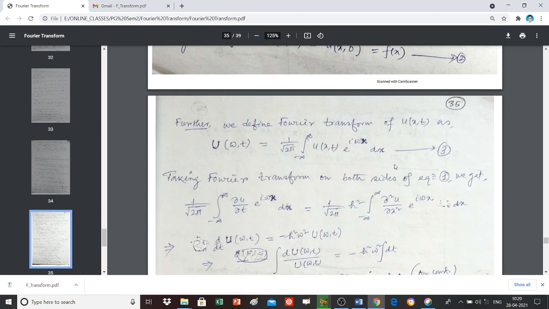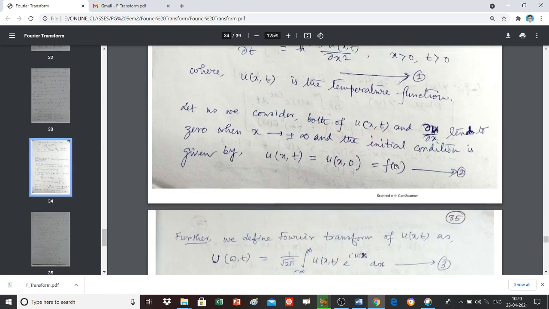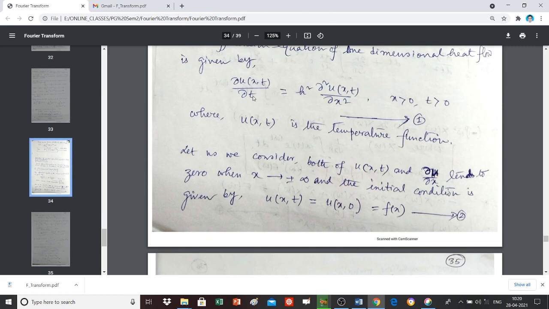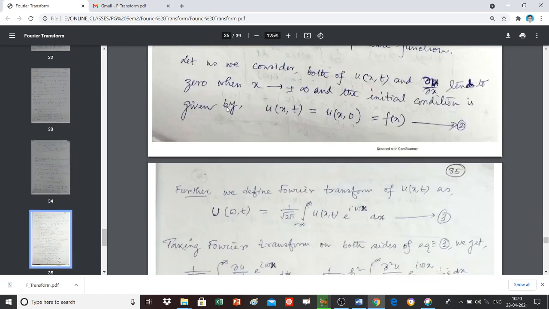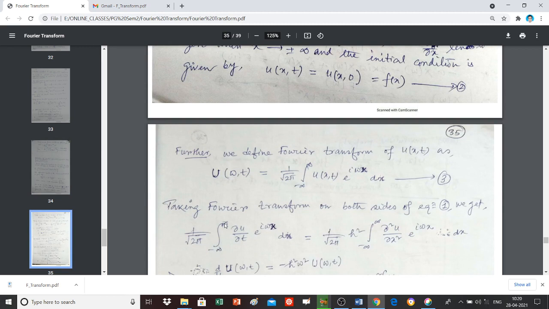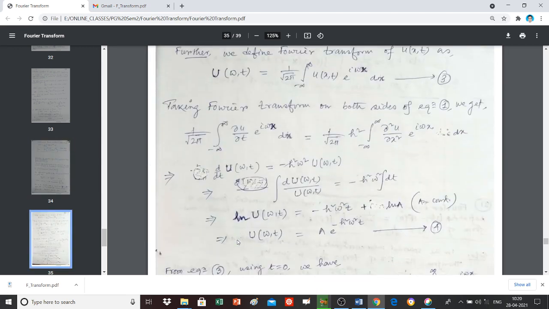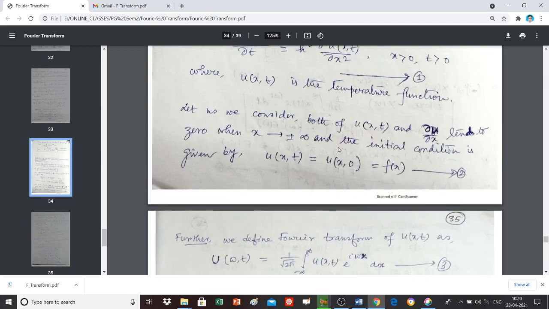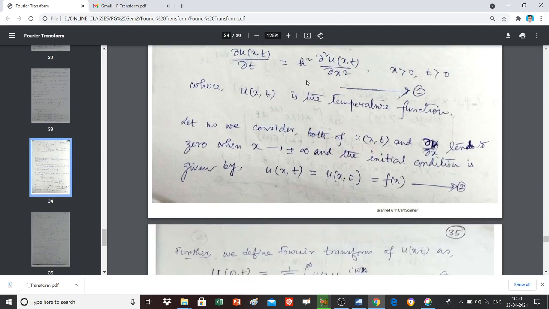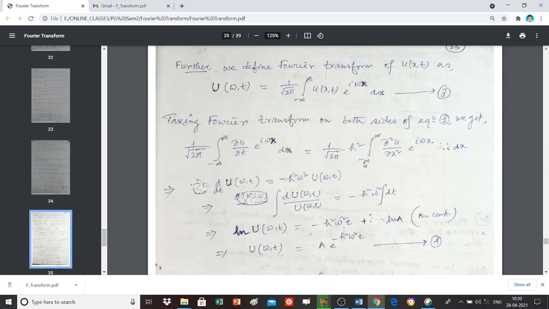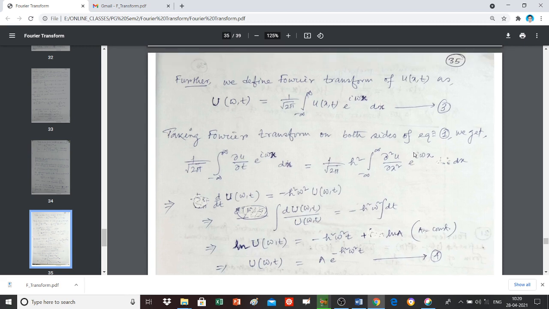Now taking the Fourier transform on both sides of equation 1, this is our equation 1. That means 1 by root 2 pi integral from minus infinity to plus infinity of del u by del t, the first term, e to the power i omega x dx, is equal to 1 by root 2 pi, and then h square, integral from minus infinity to plus infinity of del 2 u by del x square e to the power i omega x dx. Just taking the Fourier transform on both sides of equation number 1.